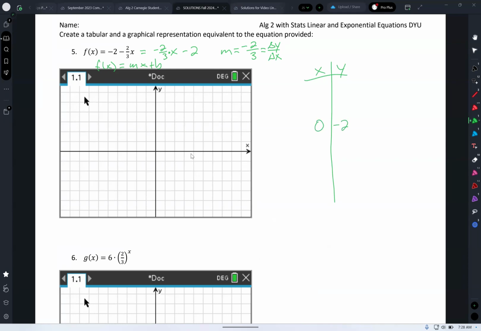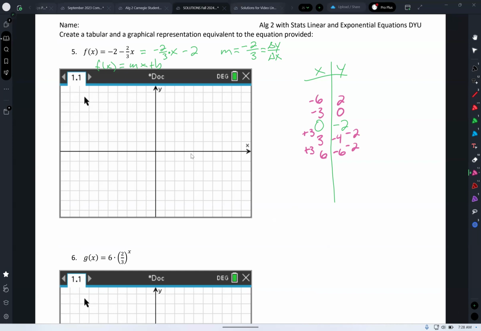0, -2 is my y-intercept, and I am subtracting 2 from the y as I add 3 to the x. And I can keep that going to get several points. I can even go backwards if I so desire and get these points as well.